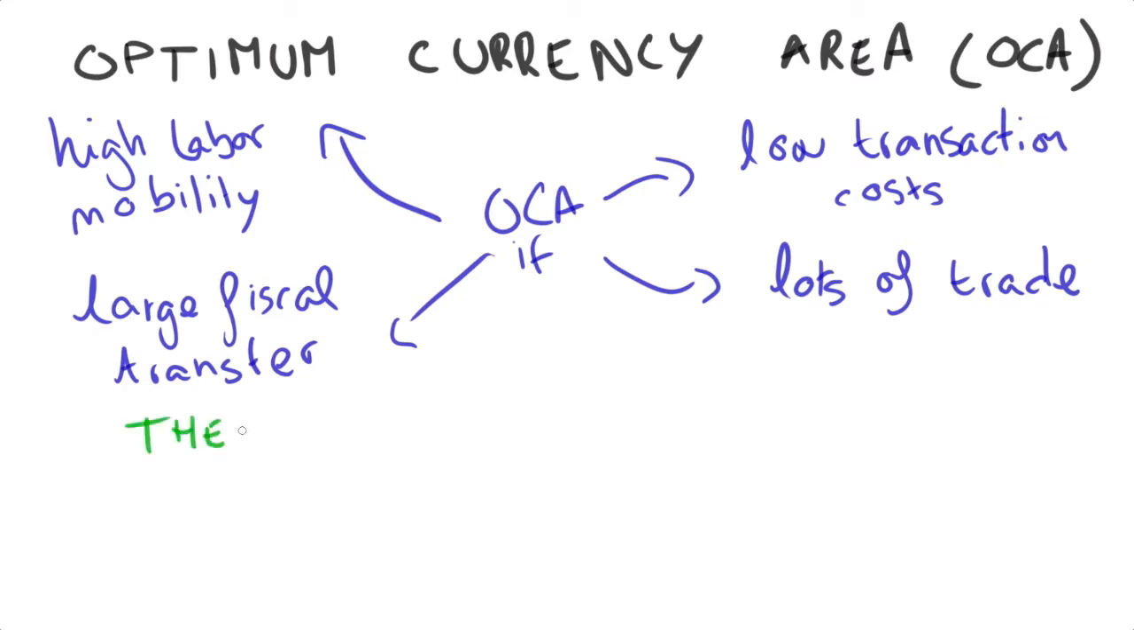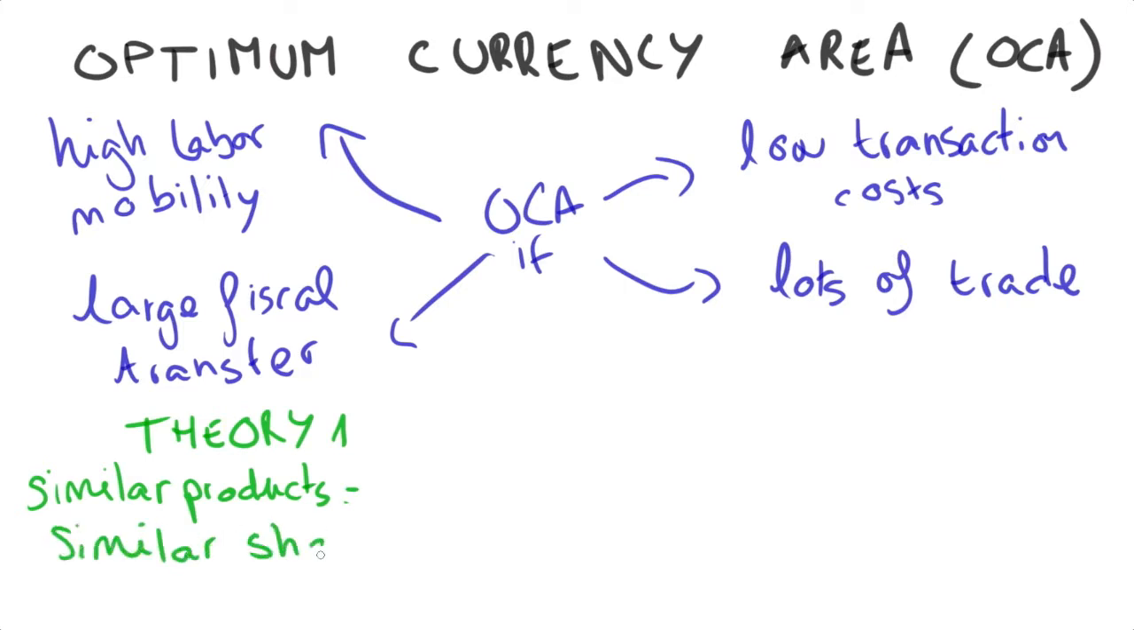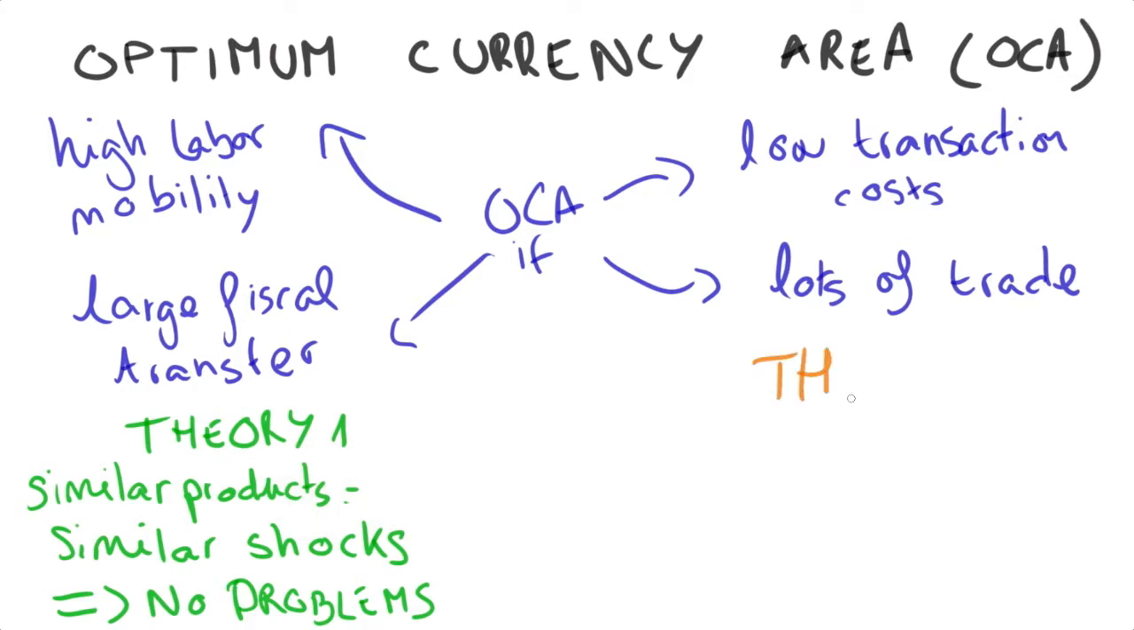Within that theory, there are two scenarios. The first scenario is when they are trading similar products, because that means that if there is a shock, the shock will be similar. In that case, there's no problem because they will always agree on what policy to adopt, because they have the same threat and they benefit from the same policy. So that's quite easy.